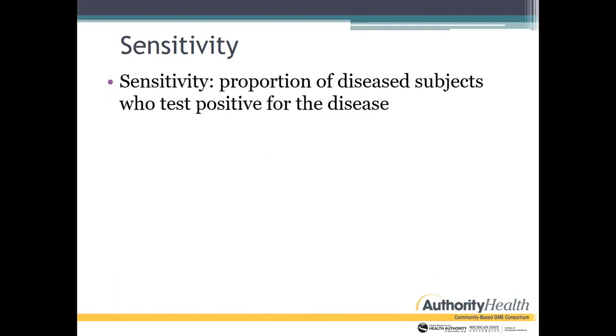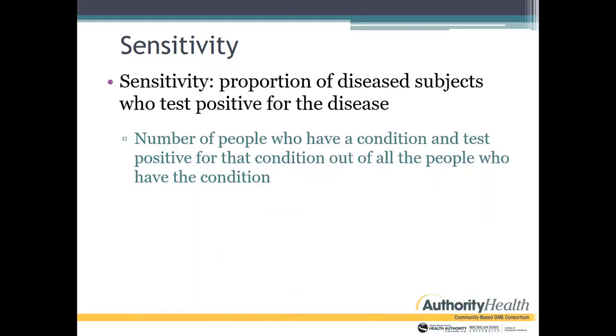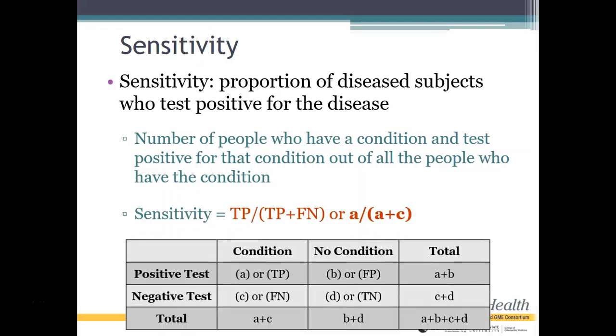So sensitivity. I know everyone's afraid of this stuff. Sensitivity is the proportion of disease subjects who test positive for that disease. So it's the number of people who have the condition and they test positive for that condition out of all the people who have it. And there's this formula, which I can't stand.